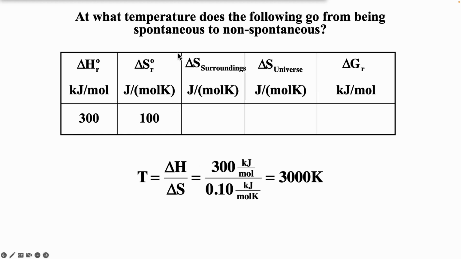And so at what temperature does the following reaction go from being spontaneous to non-spontaneous? And so we have 300 kilojoules per mole. Now, entropy is typically joules per mole Kelvin. And so if we move the decimal point over 3, that gives us kilojoules per mole Kelvin. And so the kilojoules will cancel, the moles will cancel. 1 over Kelvin gives us a Kelvin. And so if delta H and delta S are temperature independent, then at 3000 Kelvin, this reaction will go from being spontaneous to non-spontaneous. That would be its transition temperature.